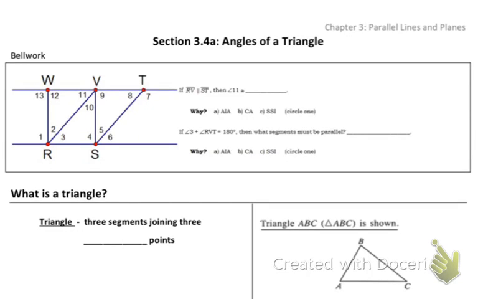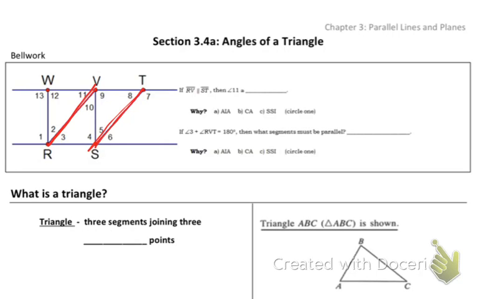So the easiest way to do these is to highlight what they're talking about, right? Either take your pencil or just do it in your head. So they're talking about RV and ST. Those are the lines.